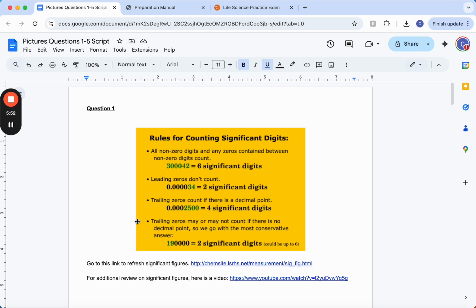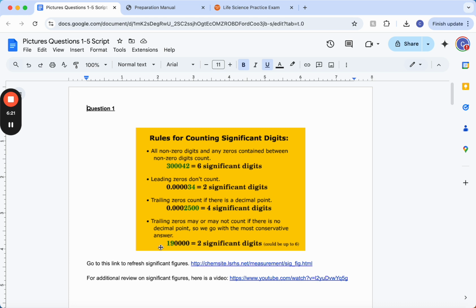So the last rule here says trailing zeros may or may not count, this is what we just talked about, if there is no decimal point. So just as we said before, if we have the number 2,500, those zeros would not be significant because there's no decimal. Just as the example here, we have 190,000. All those zeros at the end do not count. They're not relevant because there's no decimal point.